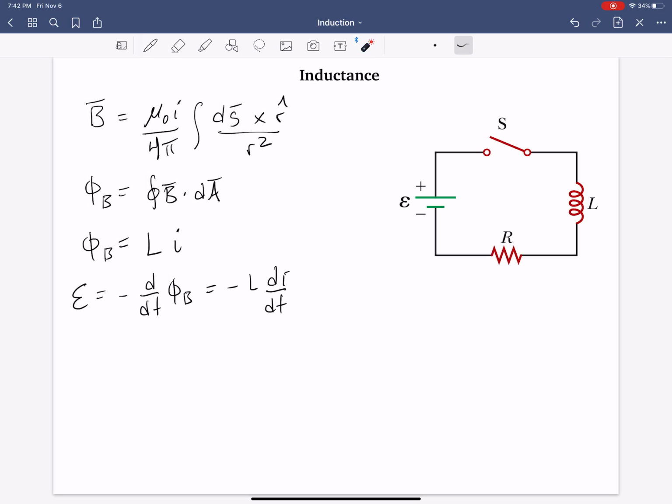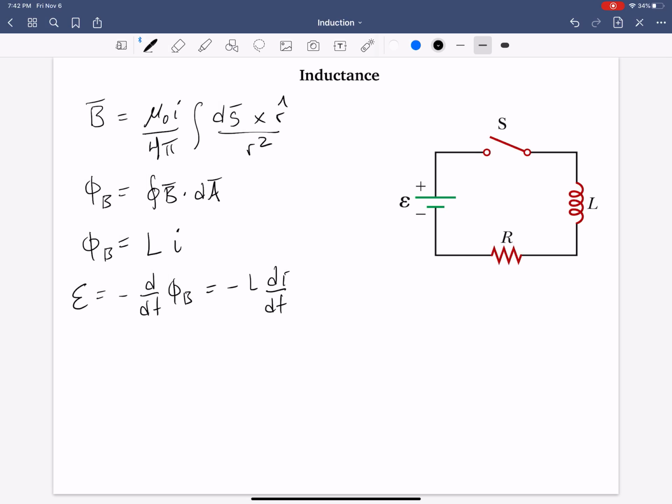So as soon as you close this switch, in all actuality, the current through the circuit does increase. It does increase over time up to a maximum. We'll just say I max. So initially there's 0, and it does increase by a little bit. We'll see later exactly how.